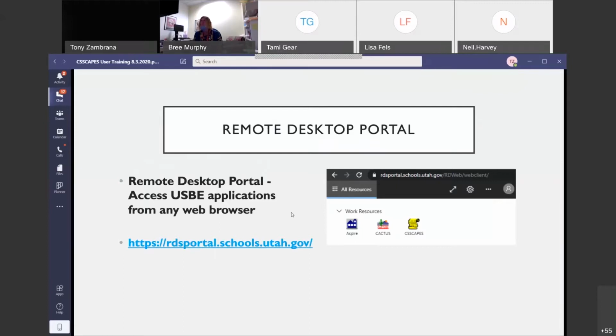Okay, like I mentioned, the remote desktop portal is the new way in which we're accessing USB applications, or at least the legacy applications. It goes through a website, and the website is rdsportal.schools.utah.gov. And when you log in there, you will see the applications for which you have access to. In this little screenshot here, you see that Aspire, Cactus, and Seascapes are there. You will likely only see Seascapes unless you have access to Aspire or Cactus.